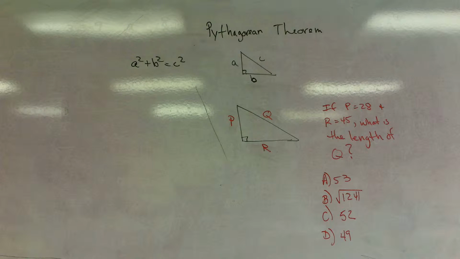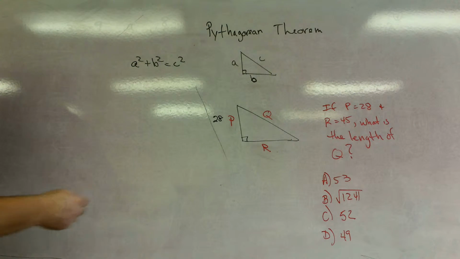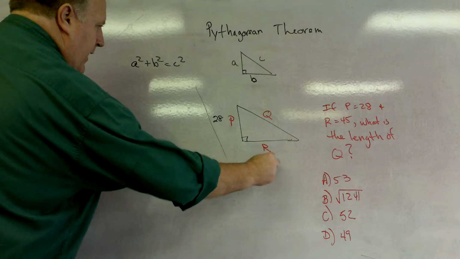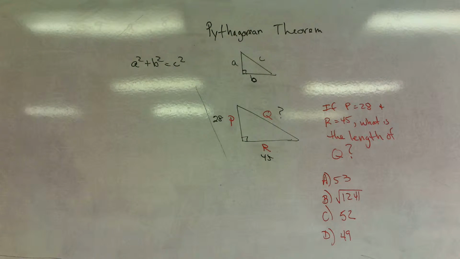They give us a triangle P, Q, and R, where P and R are the legs and Q is the hypotenuse. And it says if P is 28 and R is 45, what is the length of Q? So the first thing I would suggest doing is putting the numbers in where they go. So P is 28, R is 45, and Q is what we're being asked to find.